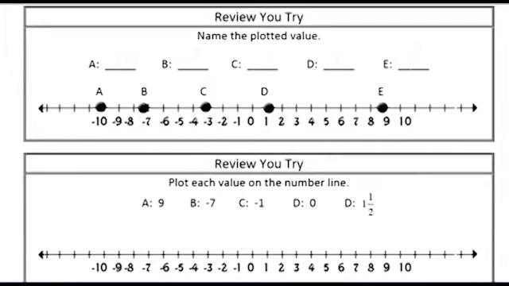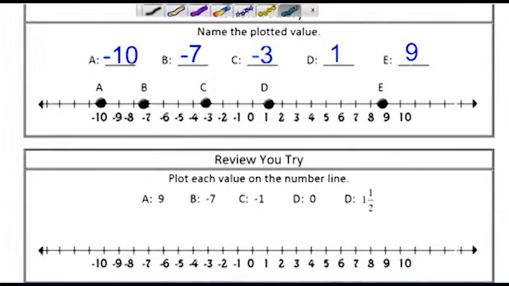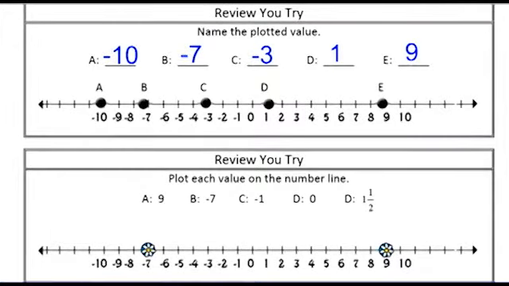Welcome back. A was located at -10, B was located at -7, C was located at -3, D was located at 1, and E was located at 9. As far as plotting them, you just simply put a point where the value is. A is 9, so I plot at 9. B is -7, so I plot at -7. C is -1, so I plot at -1. D is 0, so I plot at 0. This should be E. E is at 1.5, so I go between 1 and 2.